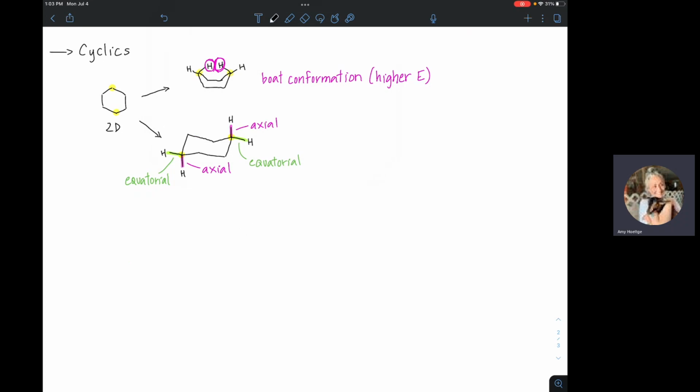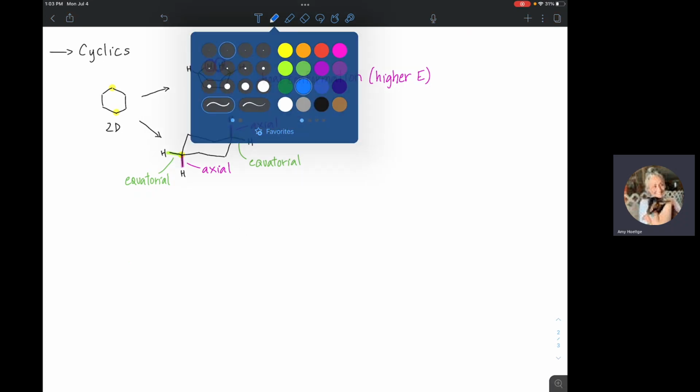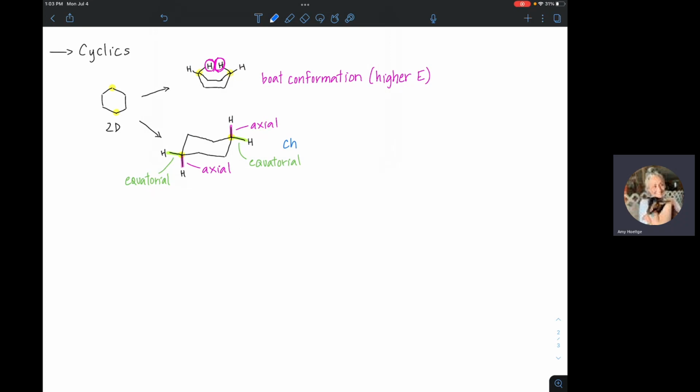So let me draw. This is going to be our chair conformation. And I'm going to draw 2 of these and show you just the axial and just the equatorial positions on their own. So this will be our chair conformation. This will be lower energy, but depending on what groups you have bonded to this particular molecule, what goes in the axial and the equatorial position is going to affect the energy of the molecule.